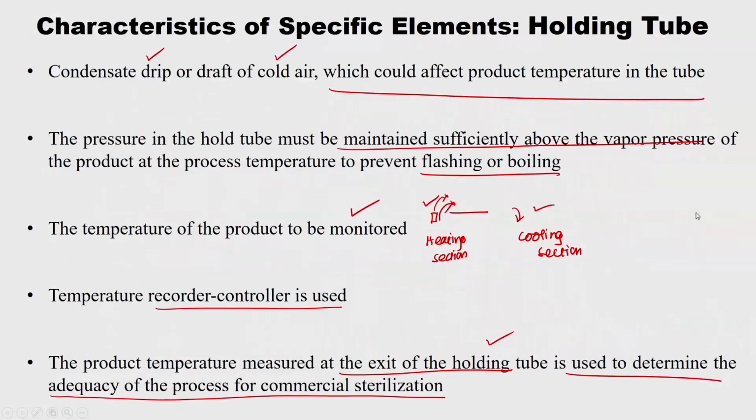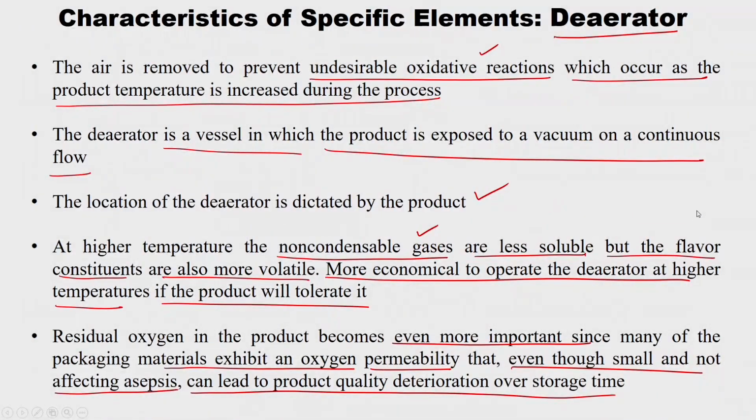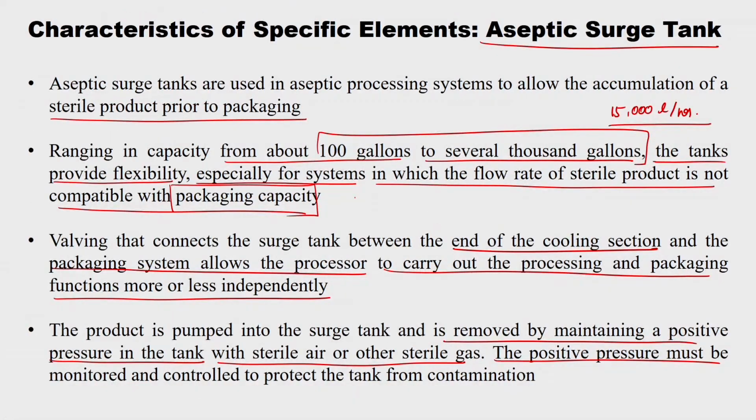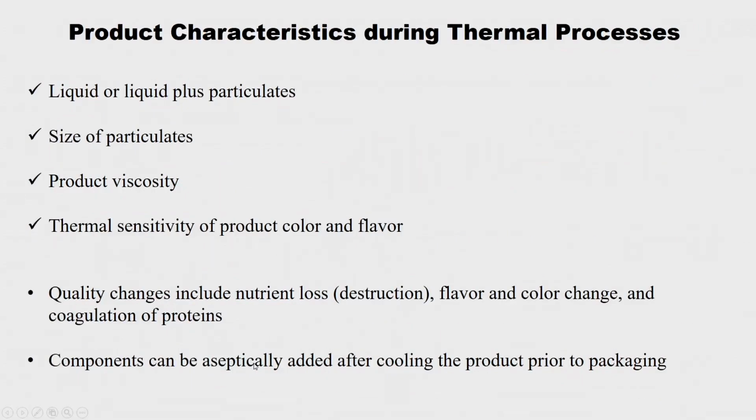So, this is used to maintain a positive pressure. The positive pressure must be monitored and controlled to protect the tank from contamination. Usually the back pressure valve mechanism would be helpful in this situation, right. There should not be any contamination, so that will be taken care of by the back pressure valve.